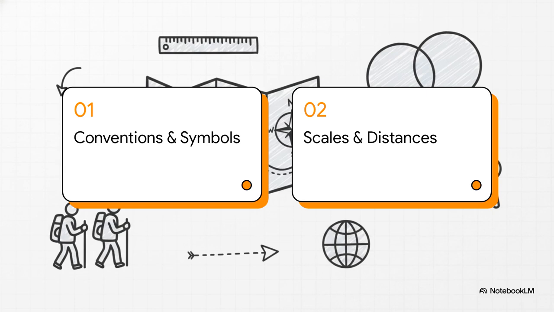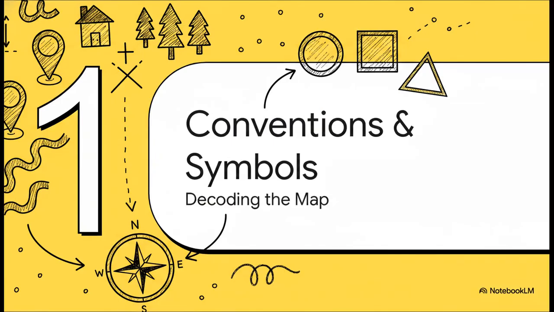Here is our expedition itinerary for today. First up, map conventions and symbols, and second, map scales and distances. All right, Section 1, Map Conventions and Symbols.